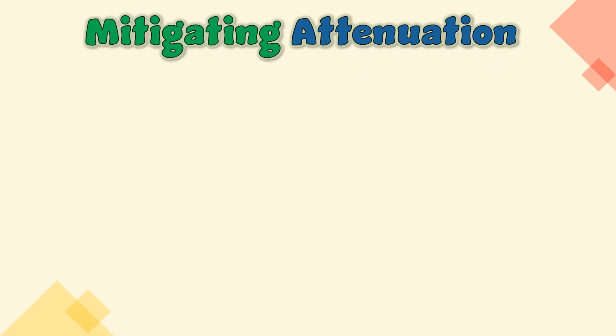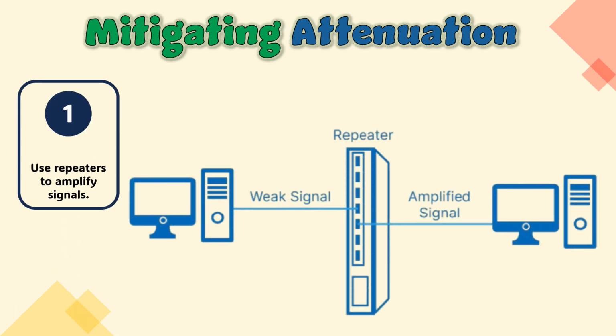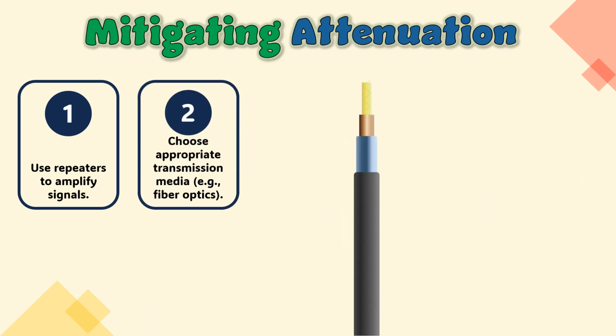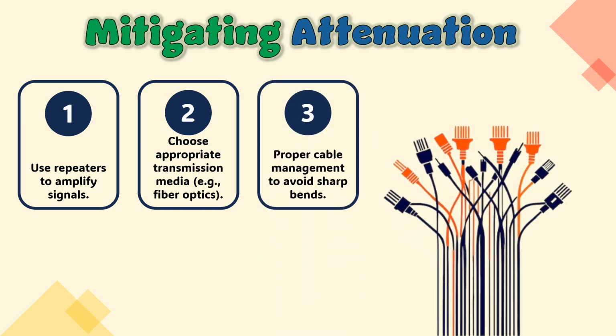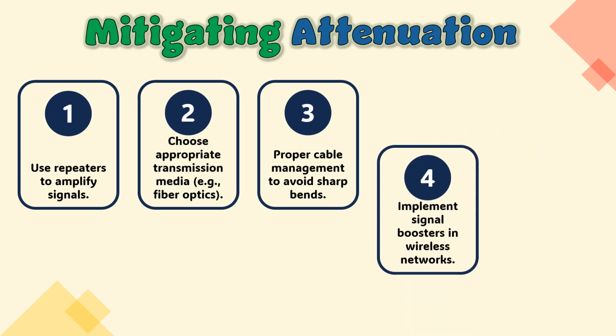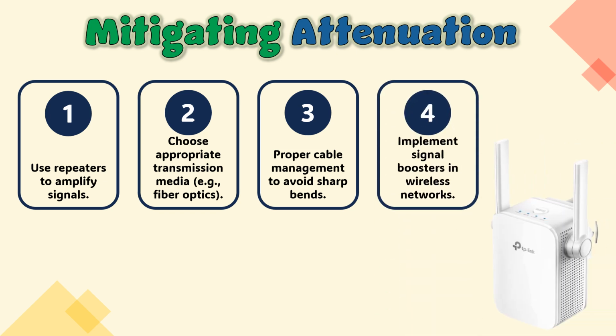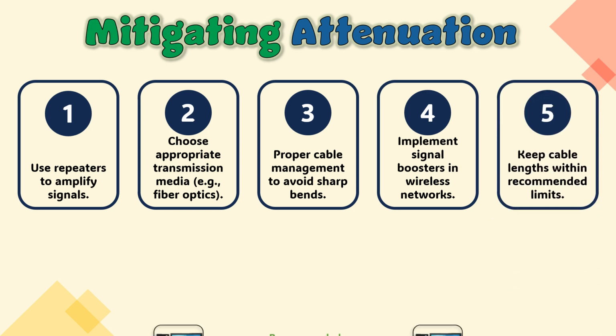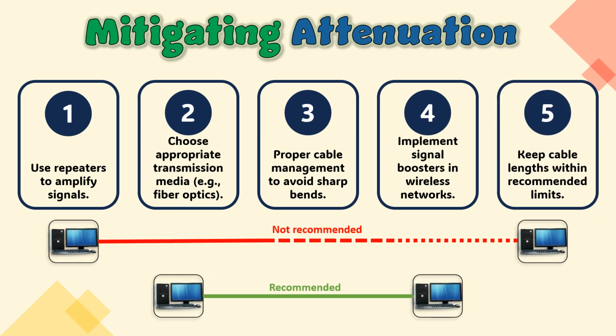Fortunately, there are ways to minimize the impact of attenuation. One solution is to use repeaters, which amplify the signal at regular intervals. Choosing the right transmission medium, such as fiber optic cables, can also help. Proper cable management, like avoiding sharp bends, can reduce attenuation. For wireless networks, signal boosters are useful. Lastly, keeping cable lengths within recommended limits can prevent excessive signal loss.